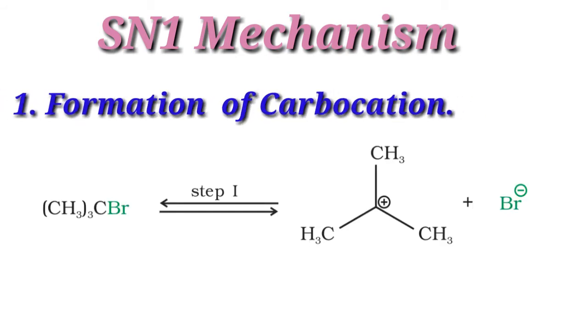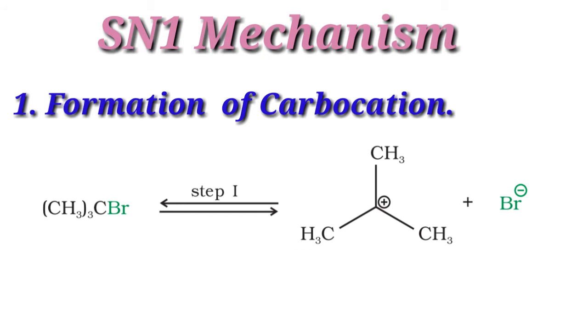The C-Br bond is actually a polarized bond, because the more electronegative bromine pulls the electron pair towards itself and attains a partial negative charge, and carbon gets a partial positive charge. That is, they get polarized. And that polarized carbon-bromine bond undergoes slow cleavage to produce a carbocation and a bromide ion. The step is reversible also.